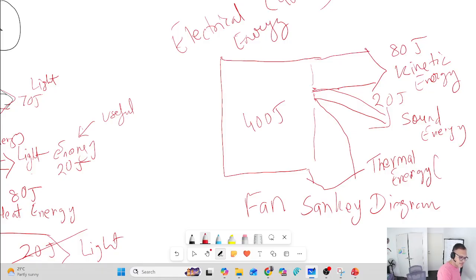And this has to be 300 joules, right? It all has to add up to 400. 300 plus 80 plus 20 will be 400 joules. So that is showing us the efficiency: the amount of useful energy is 80 joules out of 400 joules. So my fan is not so efficient. I'm losing so much of my input in waste energies. Cool. So that is the Sankey diagram. That's what a Sankey diagram shows.